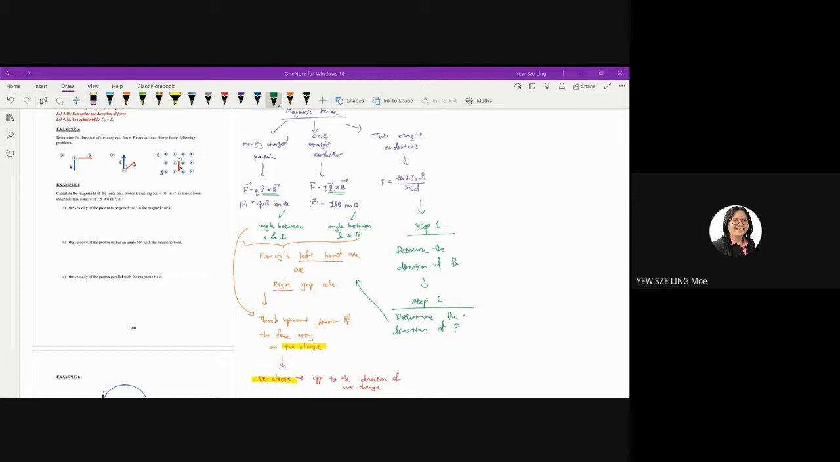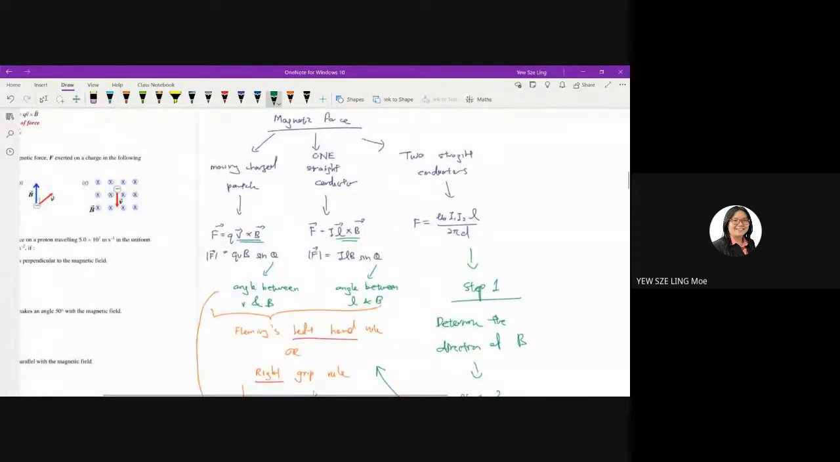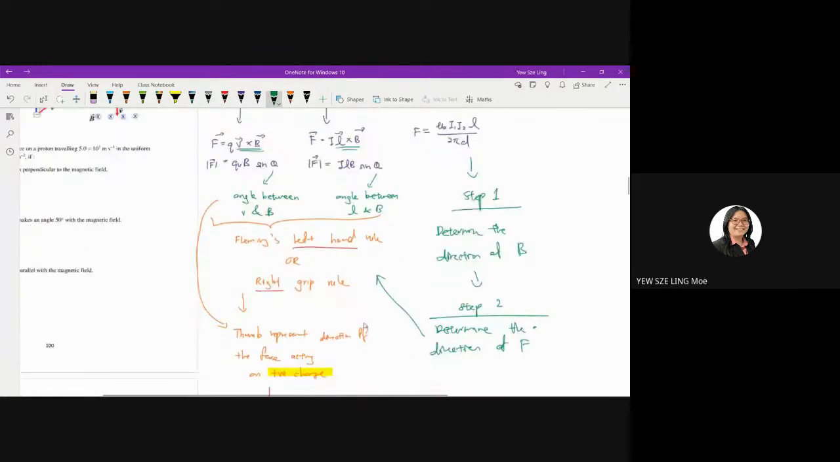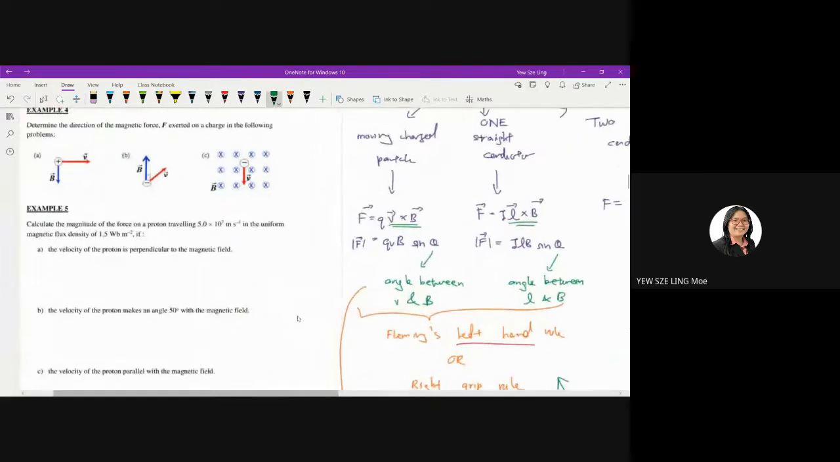Right? So this is just a very brief summary, and all of this we have already mentioned in the lecture. Just that now I have summarized them into a short mind map for you. You can copy in a way that you are comfortable with.